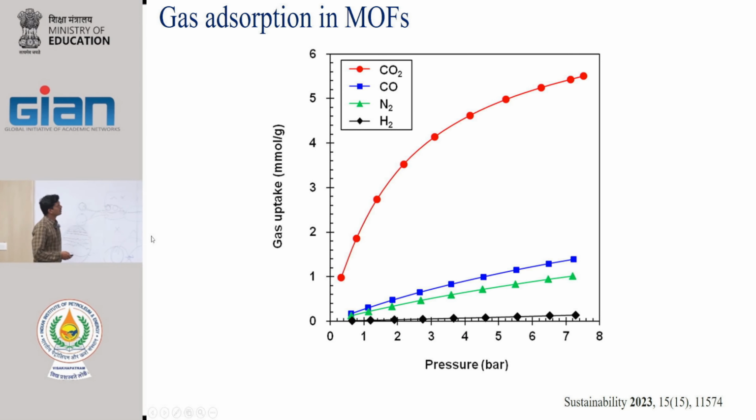Next, you can see what happens in gas adsorption in terms of MOFs. We are not talking about adsorption isotherms a lot because we did not discuss what an isotherm is, but as you can see here, this MOF material can adsorb a lot of CO2 compared to any other gases. Whenever you put a MOF into a system consisting of different gases like CO2, CO, N2 and H2, it can adsorb only CO2 molecules and separate CO2 from all the other gases, right?